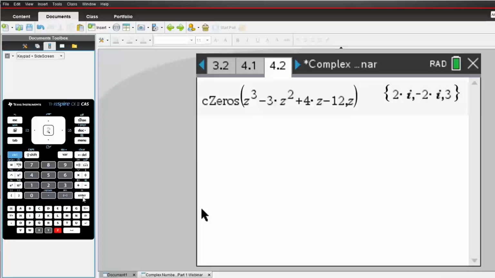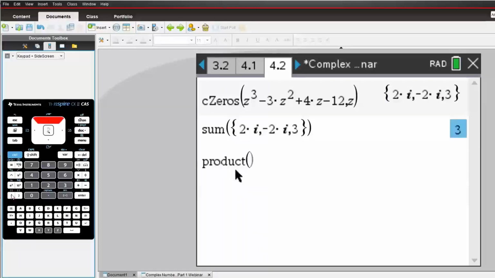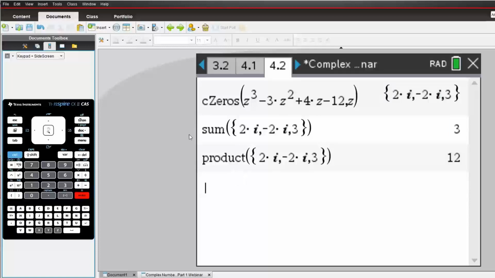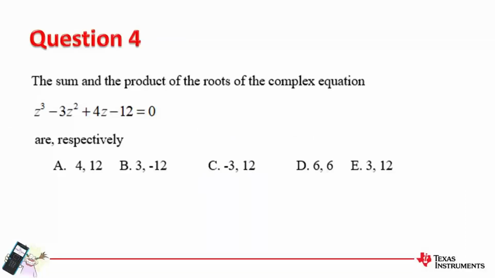So that's the syntax. So the calculator gives me zeros. Now I need to find the sum of the zeros, so I can just type sum and open the bracket, and if I go up and bring it down, I get that the sum of the zeros is 3. Similarly, you can type product, or product can also be found in the catalog. So again, I want the product of those, which gives me 12. So the sum is 3 and the product is 12. So the answer to this question is E, 3 and 12.